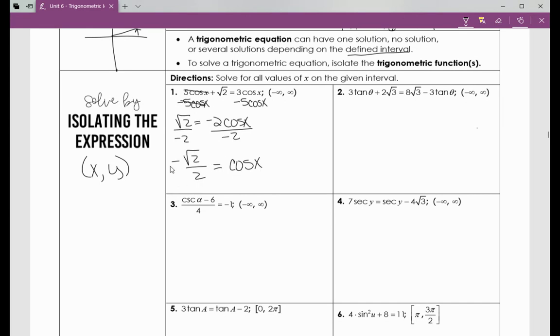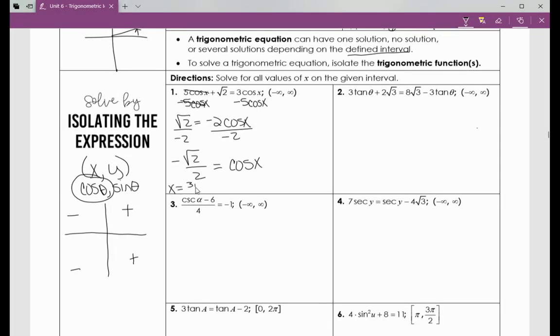So cosine, remember we talked about this last week. Cosine is always the x value. Sine is always the y value when you're on your unit circle. Now, when I go to my unit circle, I'm looking for angles that have negative cosine values. Cosine is positive in the first, it's positive in the fourth, which means cosine is negative in the second and the third quadrant. So I grab the two angles in the second and the third quadrant where cosine is negative square root of 2 over 2.